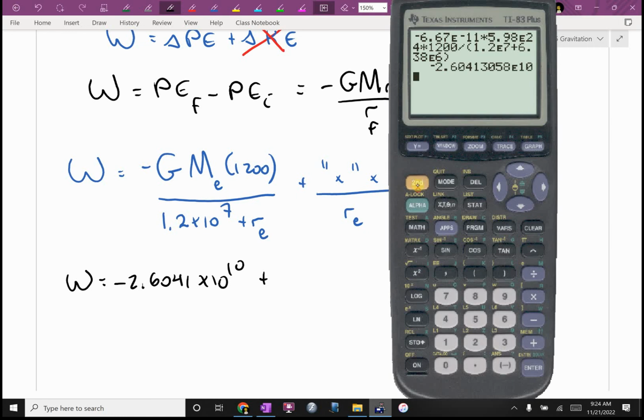Now what? Bring back the previous line. I know if I go up arrow a few times, that takes me to the beginning. That's how I get rid of the negative. That's like hitting home on your computer. And then delete, delete, delete, delete, delete, delete. 7.5022 times 10 to the 10th.